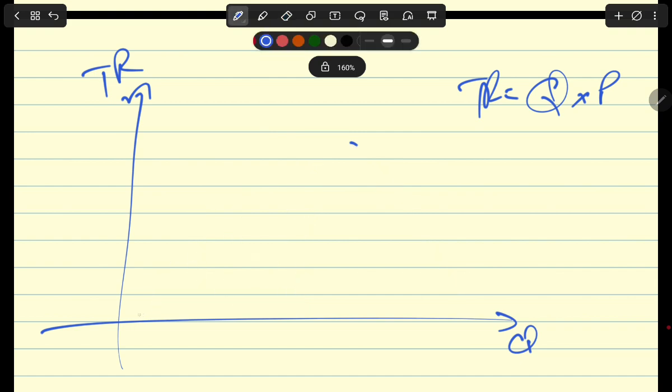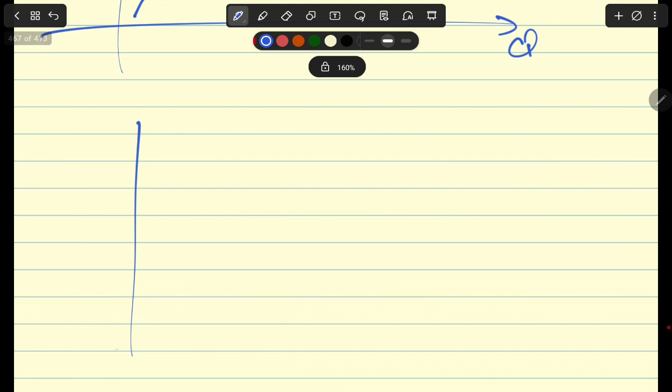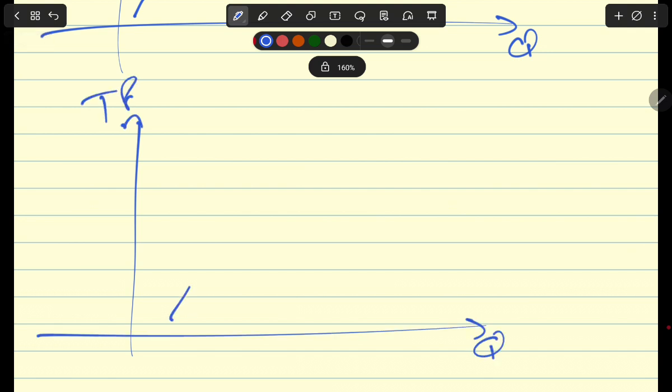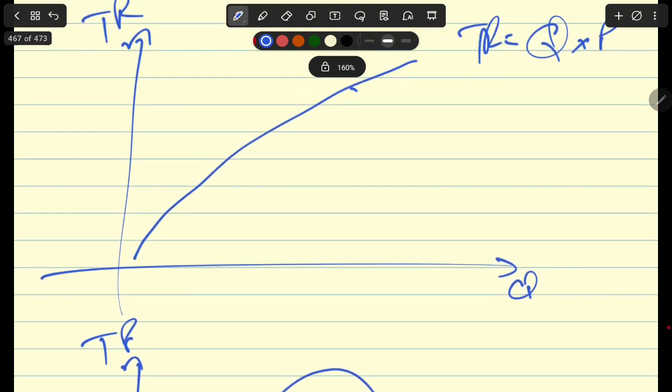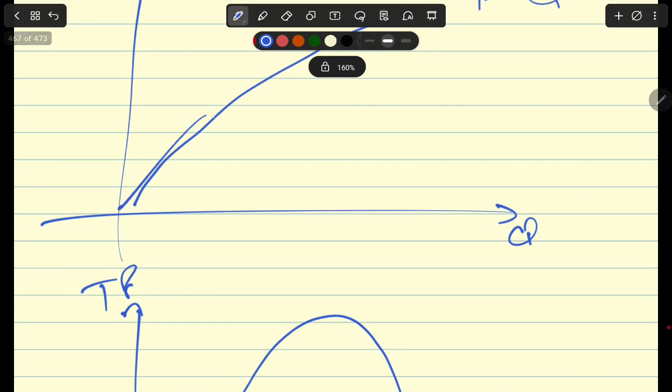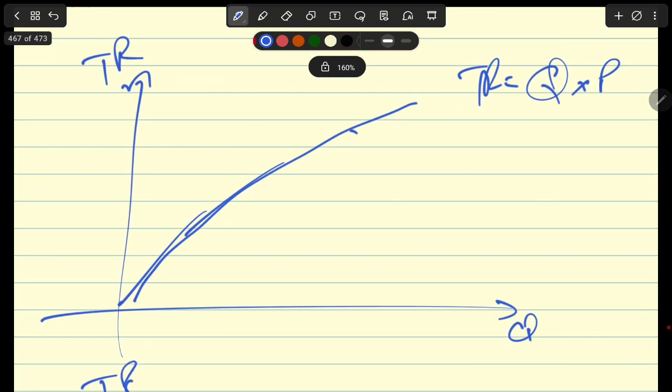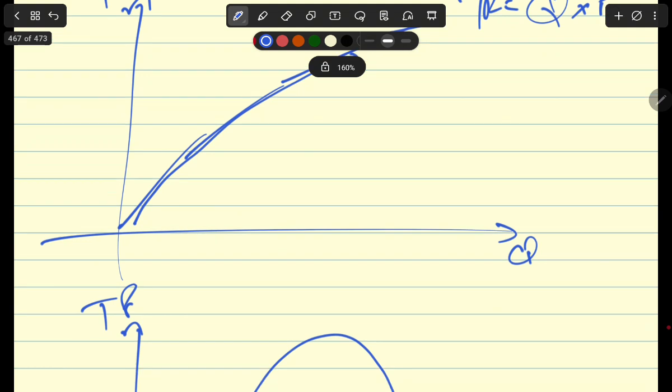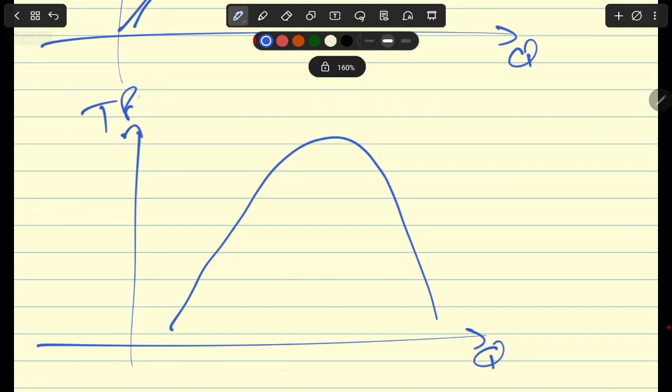Or maybe the total revenue is going like this, right? And the total profit, as you increase, it may go like this, right? So as you start to increase, this is an increasing function, by the way, there is no dip. It's getting flatter and flatter, but nonetheless it's increasing. Now total profit is increasing, and it comes to a tipping point, right?